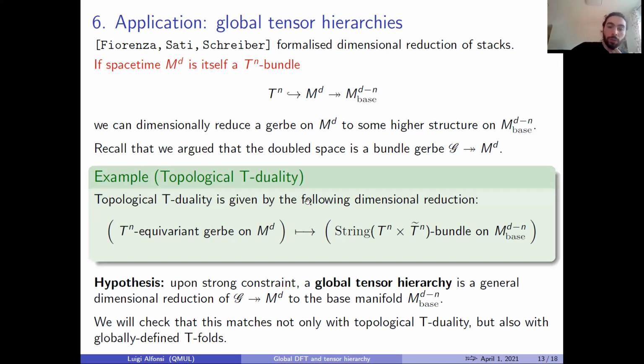And this is also very interesting for a second reason, because we see that by reducing a bundle gerbe, we obtain a doubled dimensional fiber. It is something that happens very naturally. It's not something that we need to postulate. It's not something that we need to insert in the theory, that the fiber is artificially doubled.